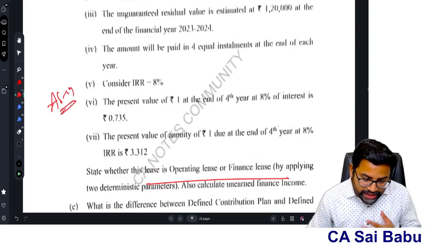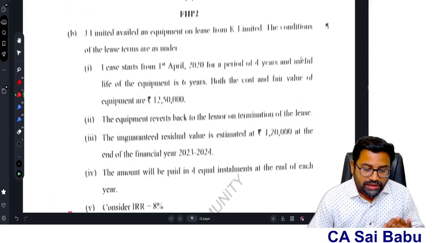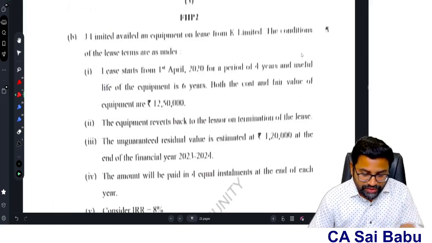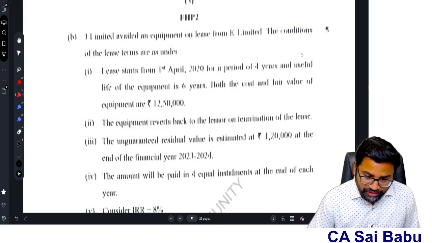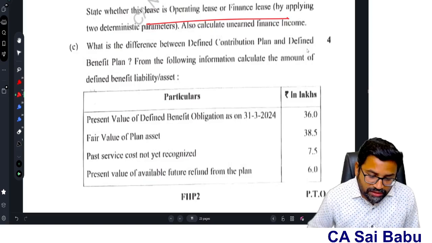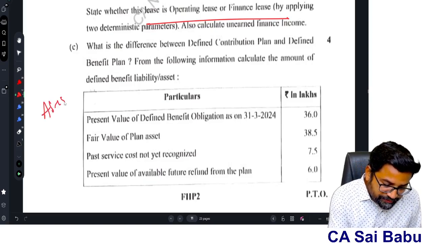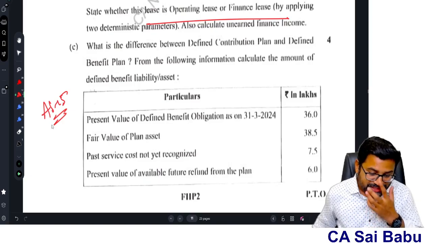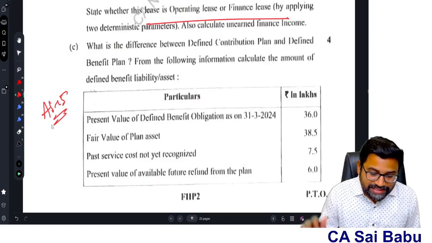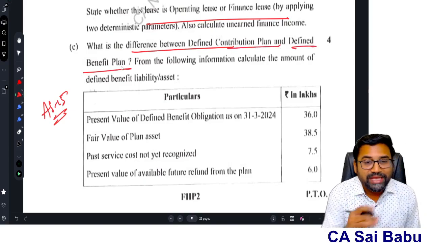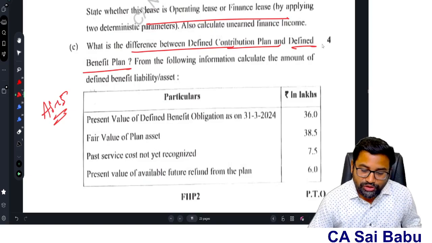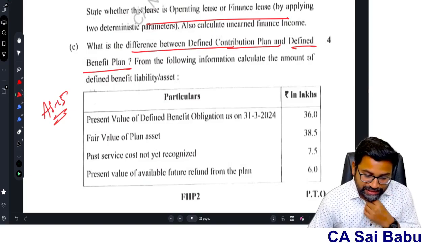Sir, is there any difficult point in this question? Again, I mean to say there is nothing. Everything is the same, a straightforward question as given in AS 19. And next question, accounting standard 15, sir. I think most of the students have not done accounting standard 15, but surprisingly they have asked the difference between defined contribution plan and defined benefit plan. I like this. People should know, at the end of the day, concept is more important.